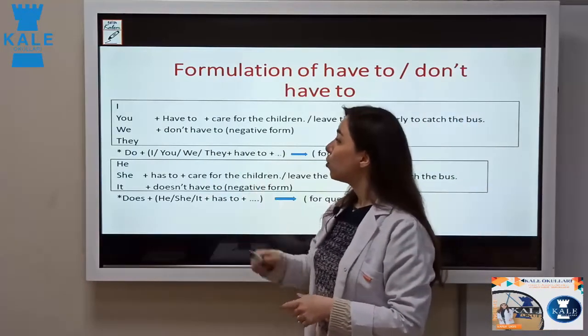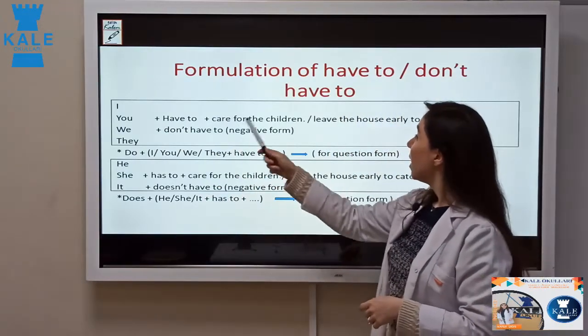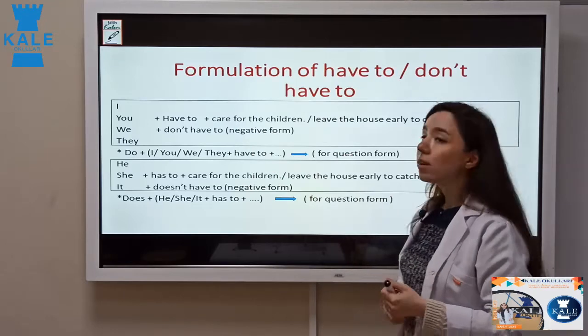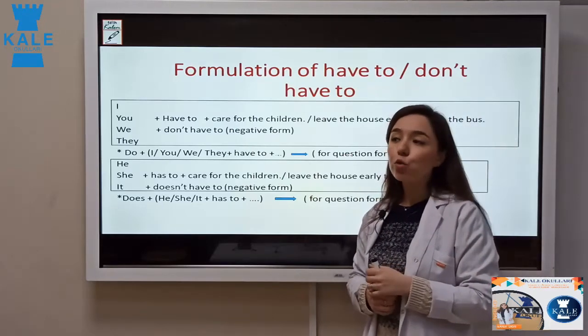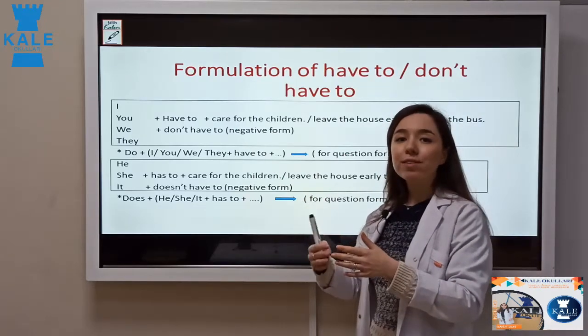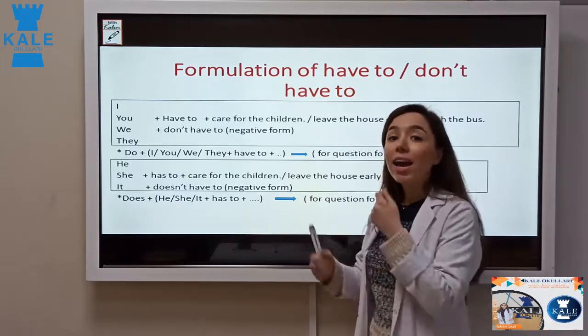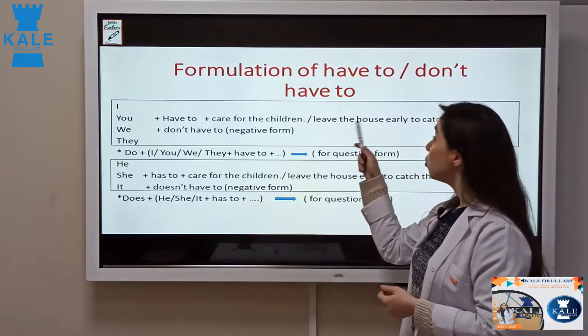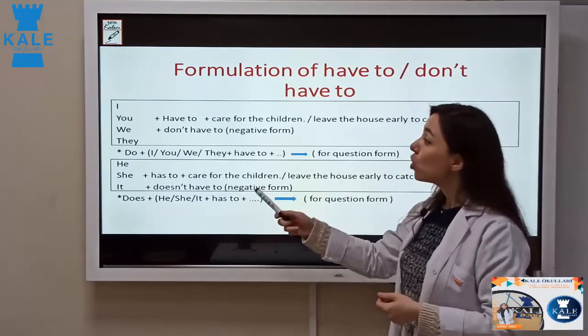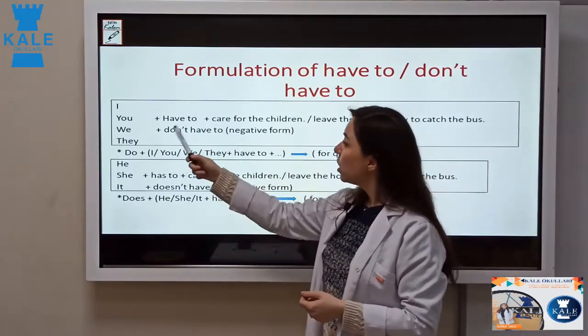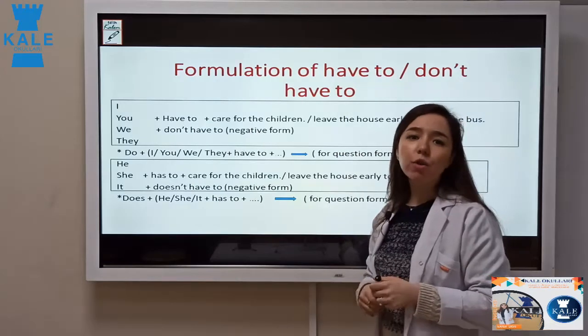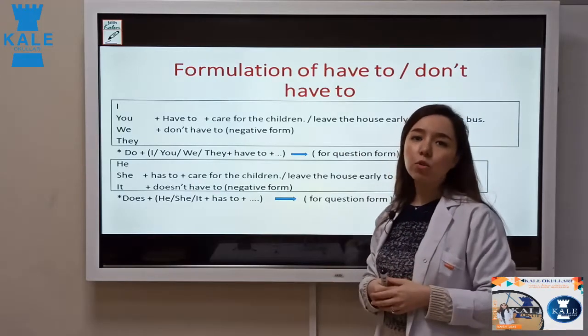Or you have to care about them. Or for example, we have to leave the house early to catch the bus. We have to. The bus is leaving, for example, at 8:30. So this is 8:25. I have to run because I want to catch the bus. So I have to. But here, the bus is leaving at, for example, 9 o'clock. Now it is 8 o'clock.